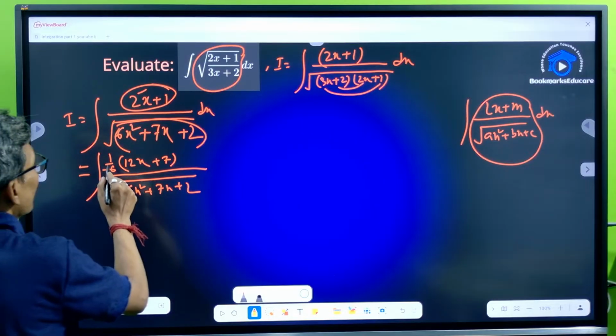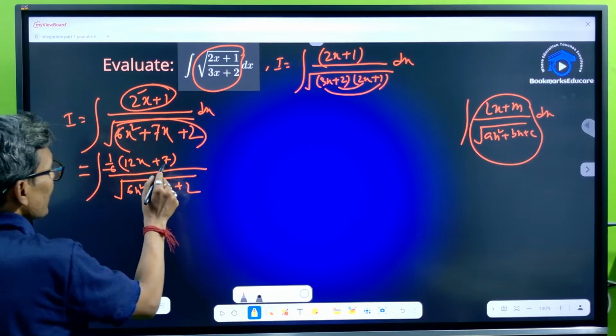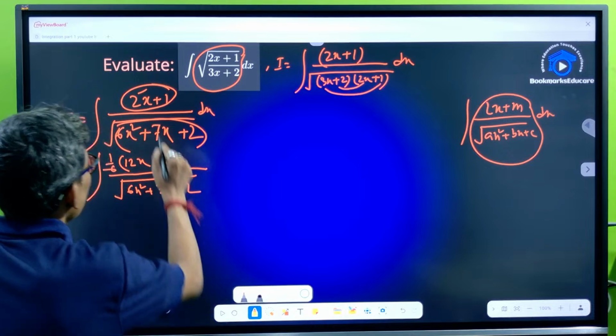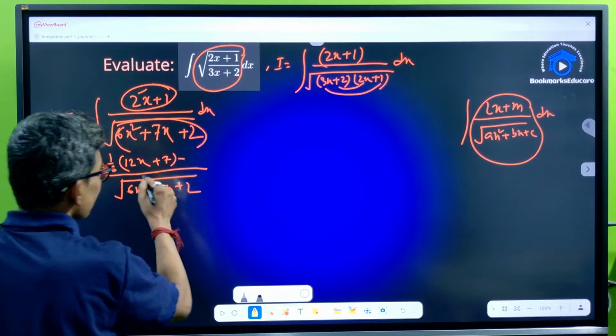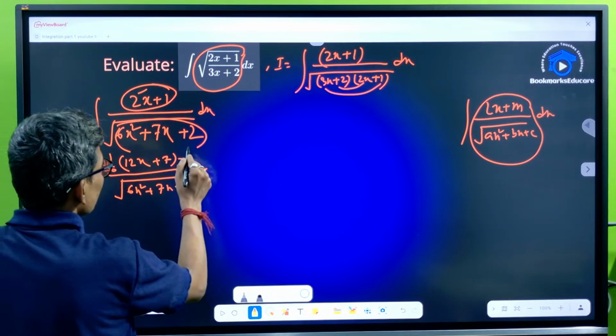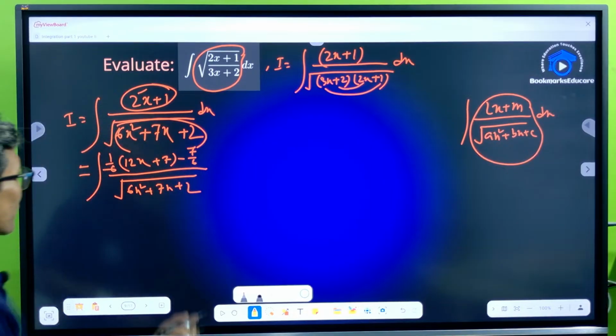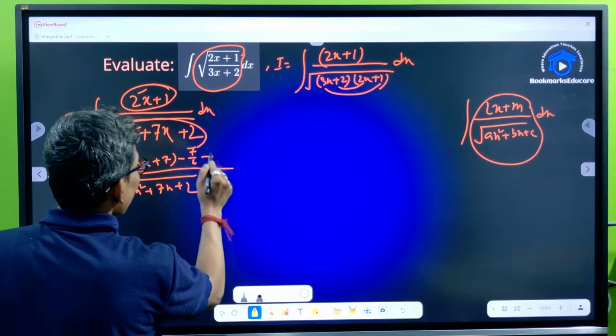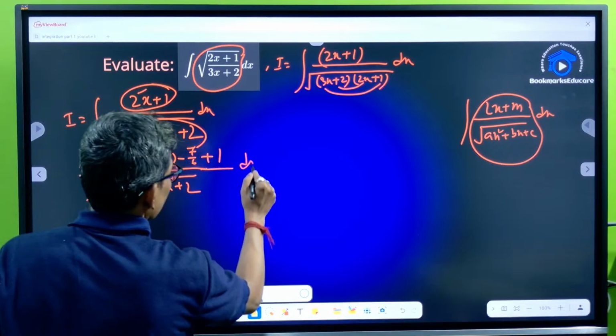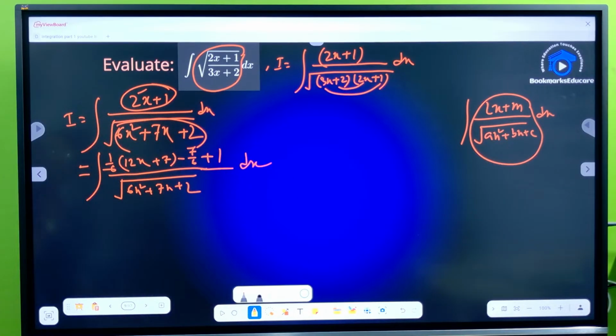So 1 by 6 into 7, that is 7 by 6. Here there is 1, so this extra has come here. So 7 by 6 will be subtracted from this plus 1 dx. Okay, in this way it can be adjusted.